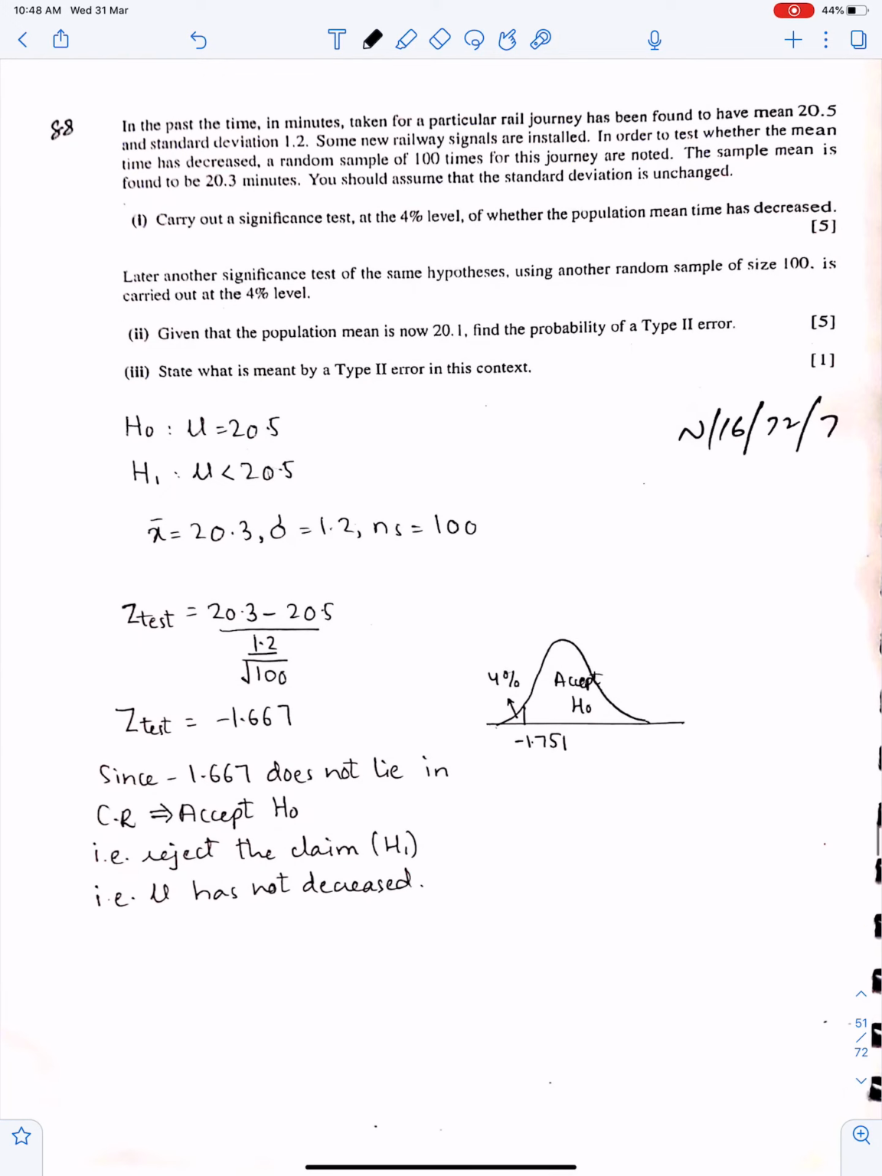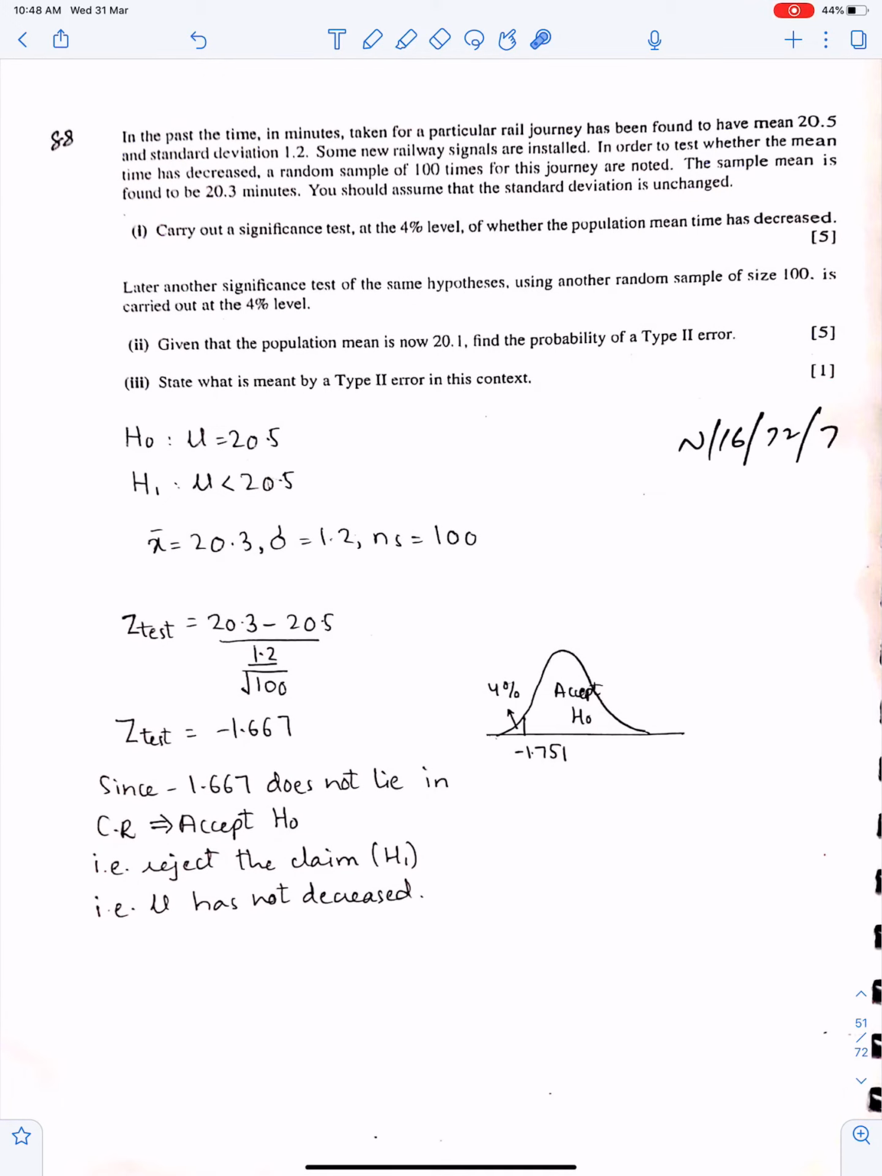Leaving this question. 88. In the past, the time in minutes taken for a particular rail journey has been found to be mean 20.5. Standard deviation 1.2. Some new railway signals are installed in order to test whether the mean has decreased. Lesser sign. Sample of 100, test value is 20.3. So we just need to check whether 20.3 lies in critical or not. This is the test value, z test, and this is 1 minus 1.751. So accept H naught because this does not lie in critical region, so reject the claim. Mu has not decreased.